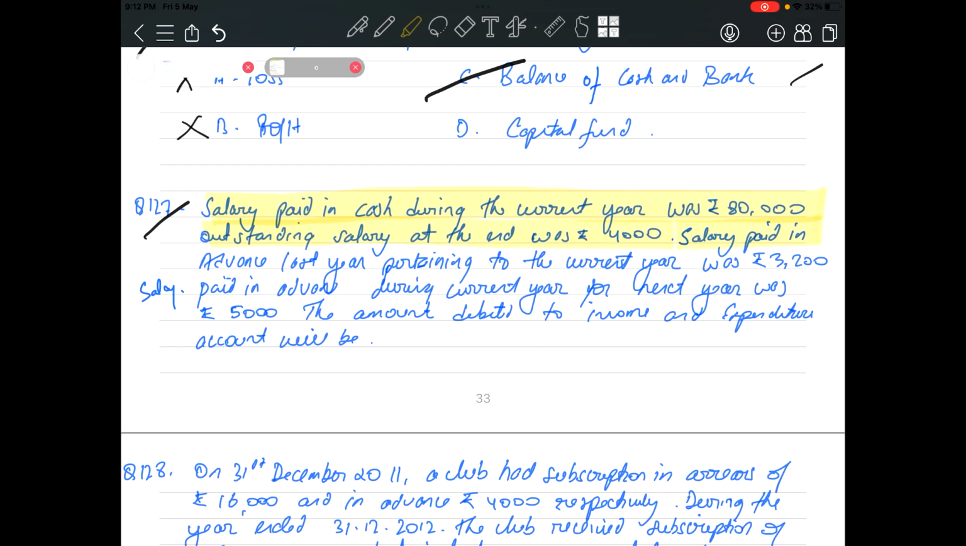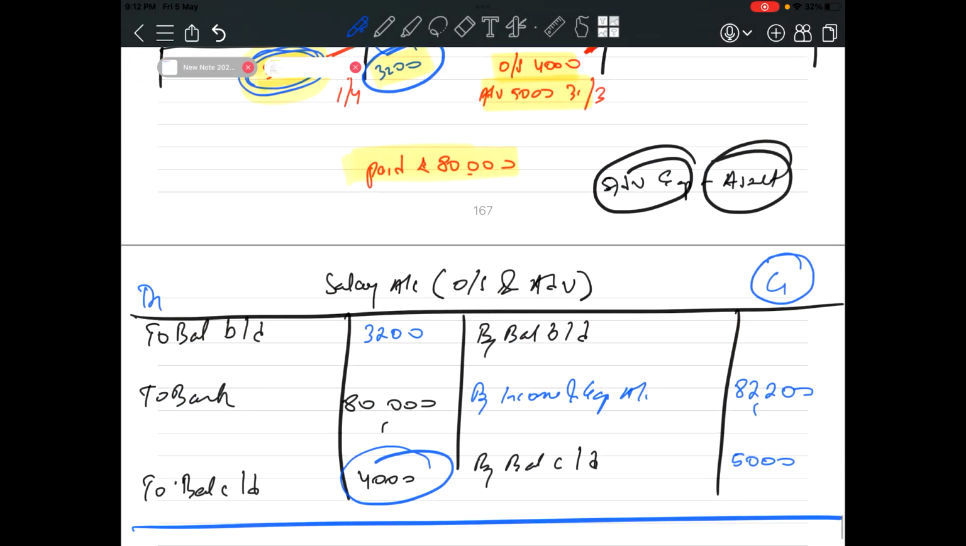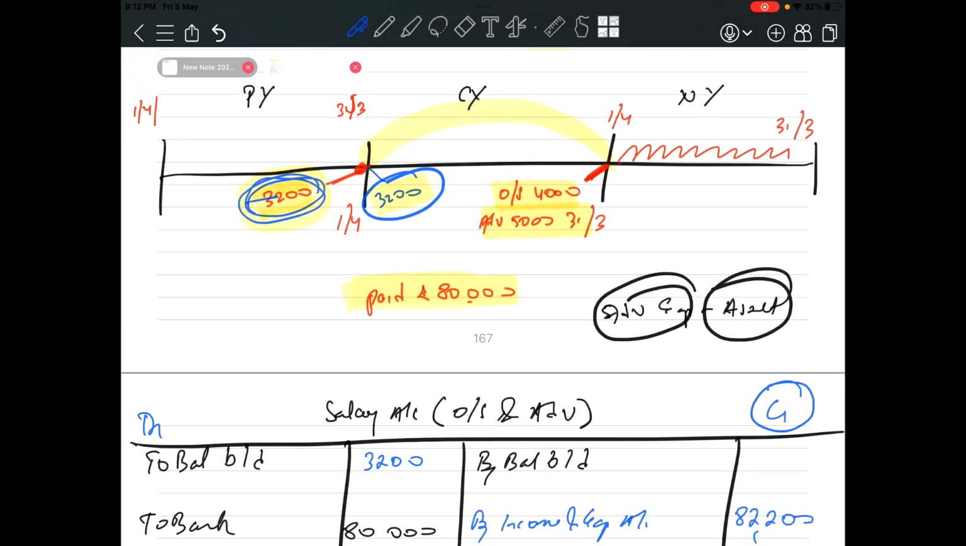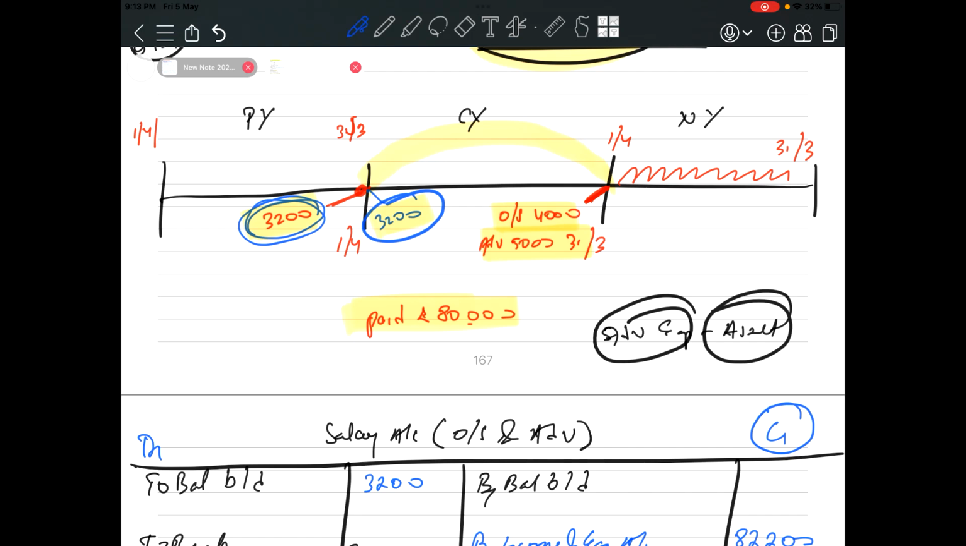Again, salary paid in advance. We have paid salary in advance. Expenses paid in advance is an asset for the organization. Last year, pertaining to the current year, was 3,200. Last year we paid an advance salary of 3,200. It should have been paid during this period, but we paid it in the last year only, the previous year.